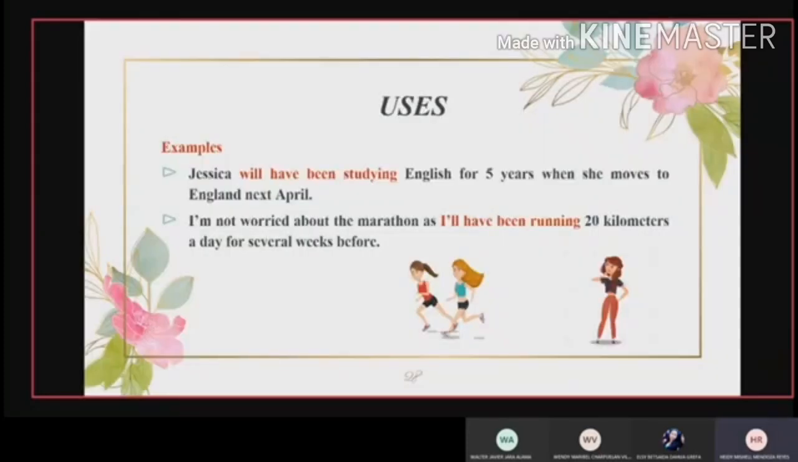Okay, use. Example: Jessica will have been studying English for 5 years when she moves to England next April. We use the future perfect continuous to show that something will continue until another action or time in the future. The use of the future perfect continuous is also a way of showing cause and effect in the future. For example, I'm not worried about the marathon as I will have been running 20 kilometers a day for several weeks before.